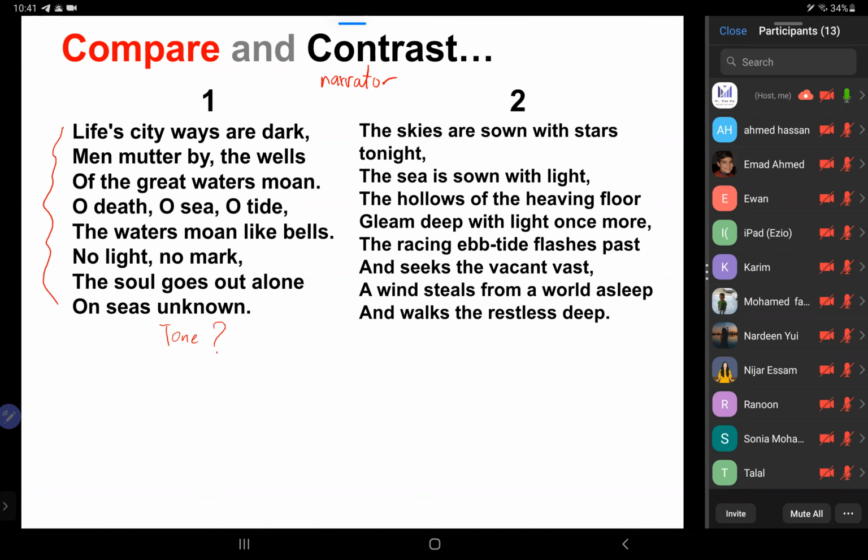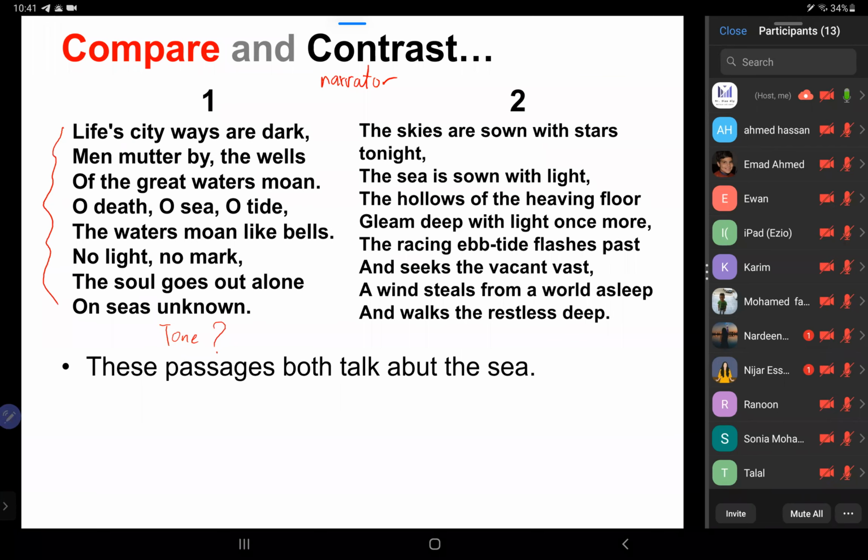The skies are sown with stars tonight. The sea is sown with light. The holes of the heaving floor gleam deep with light once more. The racing ebb tide flashes past and seeks the vacant vast. A wind steals from a world asleep and walks the restless deep.